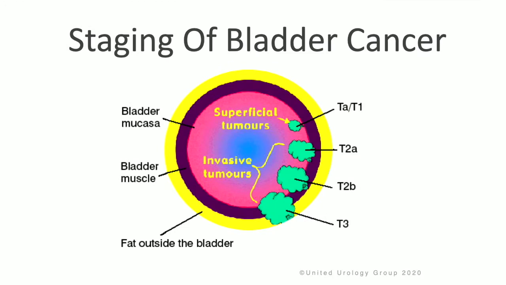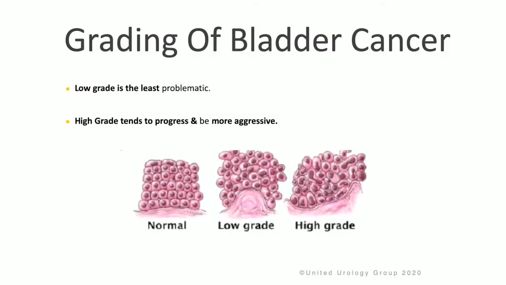The staging of bladder cancer is related to the depth of penetration of the tumor. Superficial tumors are Ta, T1 tumors, and go all the way to T3 tumors that extend through the muscle into the fat surrounding the bladder. Low-grade bladder cancers are the least problematic. High-grade bladder cancer tends to be very progressive and aggressive.